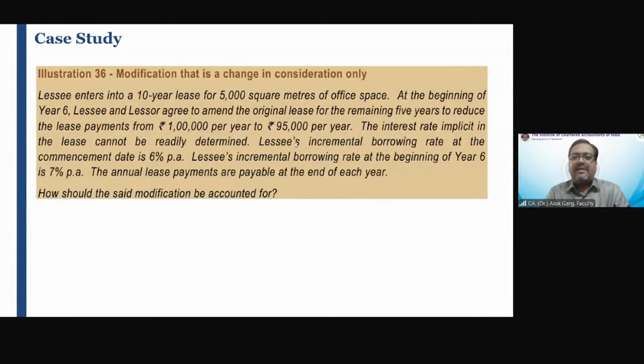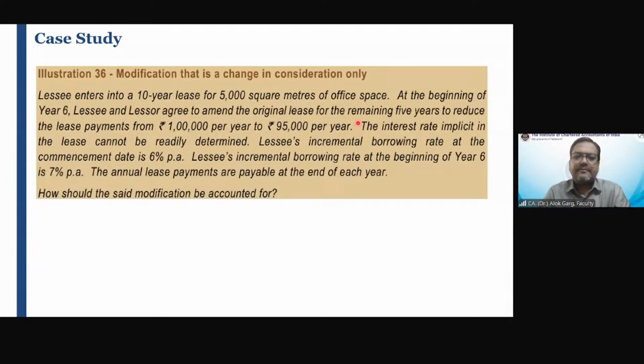Lessee enters into a 10-year lease for 5,000 square meters of office space. At the beginning of year 6, which means after the end of year 5, lessor and lessee agree to amend the original lease for the remaining 5 years, reducing the lease payment from 1 lakh per year to 95,000 rupees per year.